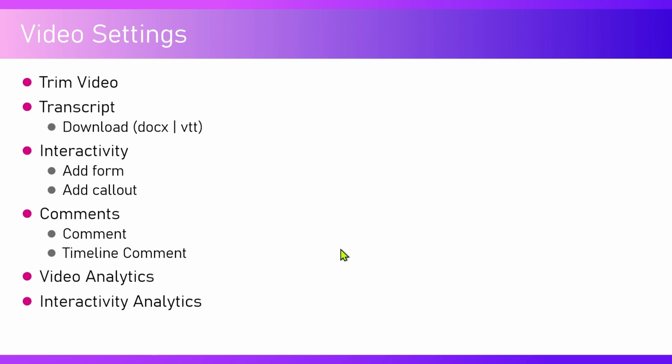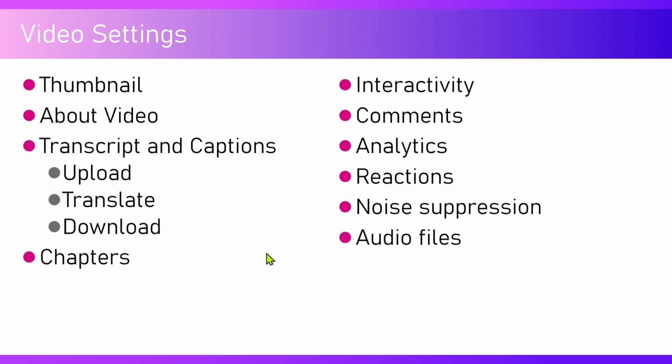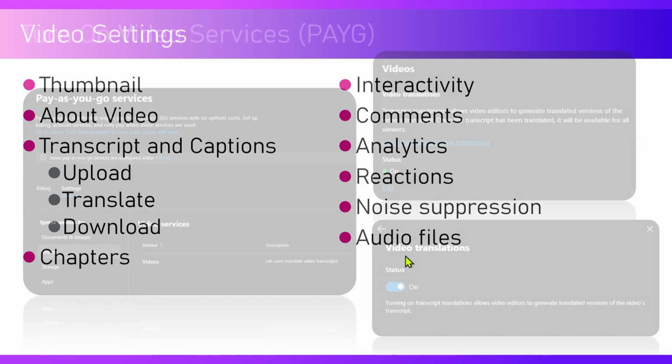So these are the settings which you get for a video. You can see the thumbnail, you can see the about video, you can see the transcript and caption, so you can upload, translate, and download the transcript. You can view the chapters, you can see the interactivity, comments, analytics, reactions, noise suppression, and audio files.